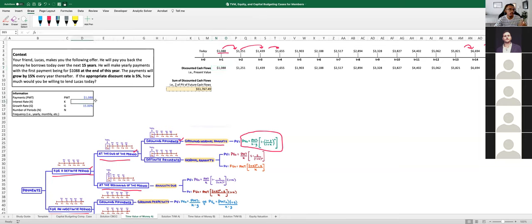right? Because we know that money in the future may not be as valuable as today. So if we plug in our famous 5% discount rate, we get discounted cash flows every single year. Notice how 1,036 is smaller than 1,088, and 5,062 is smaller than 2,819. If you add up all of these together, you will get your present value. And this right here would be how much you're willing to lend your friend Lucas today, all right?